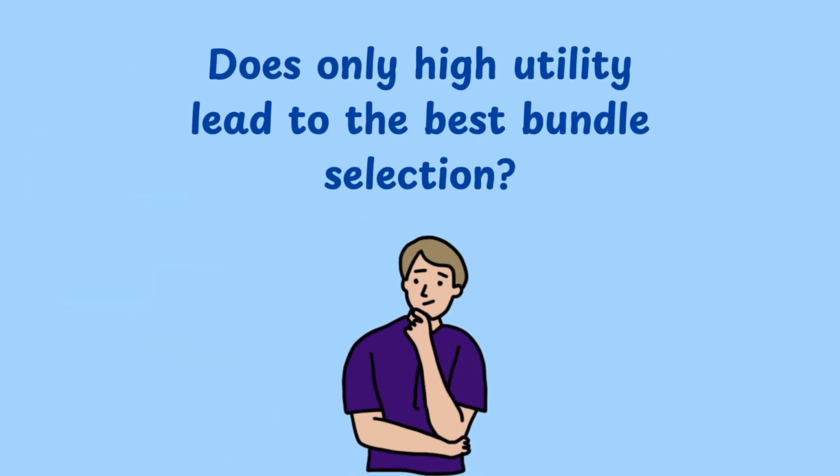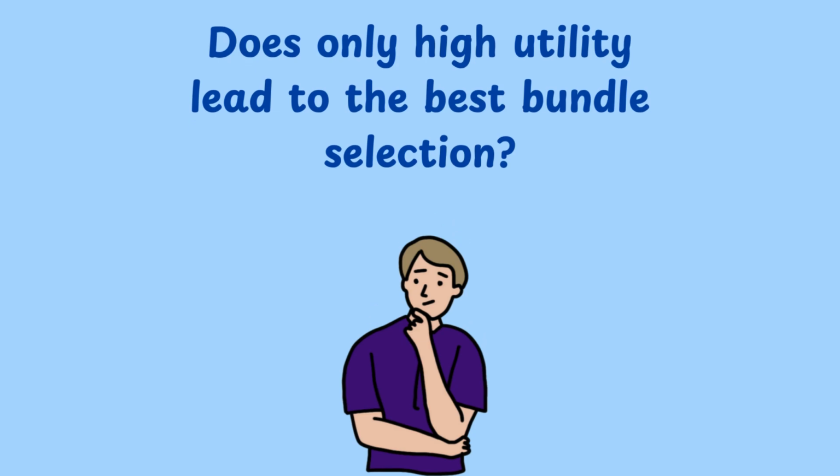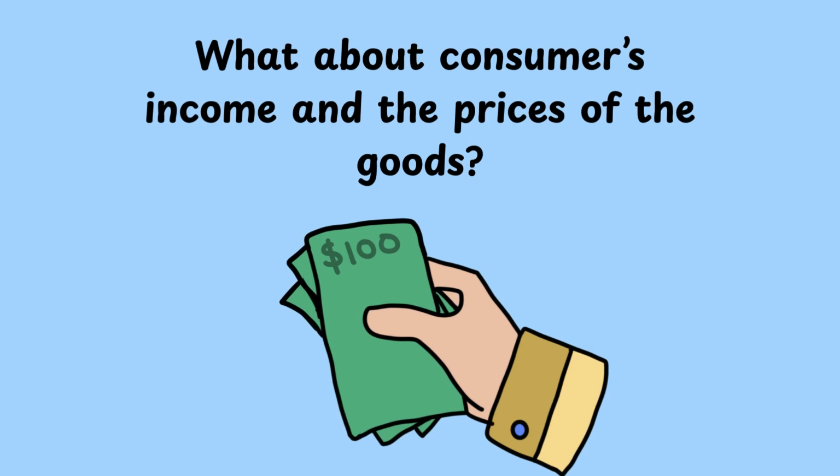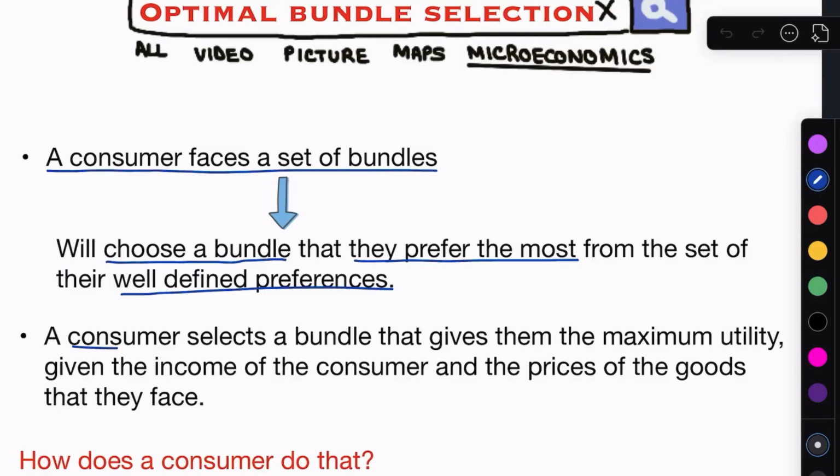In the example we just covered, while we had a glimpse of how consumer selects their most preferred bundle, the analysis is incomplete. Can you guess why that is? If you guess that the consumer didn't take into consideration their income or the budget restrictions into mind, you'll be absolutely correct. A consumer has to select a bundle that they prefer the most. That is, it gives them the maximum utility given the income and the prices that they face.